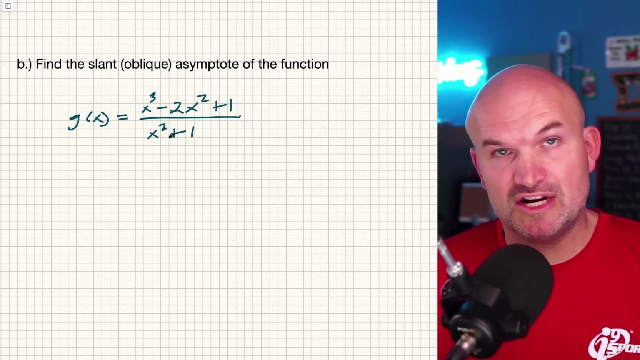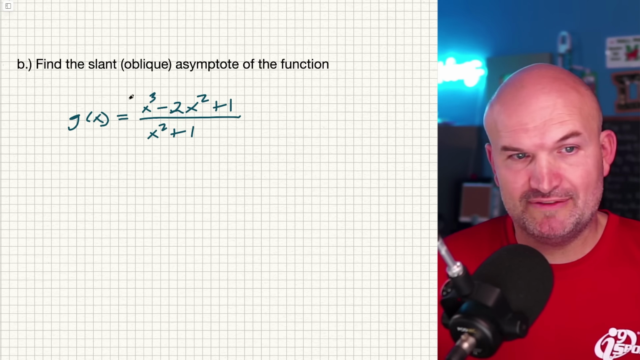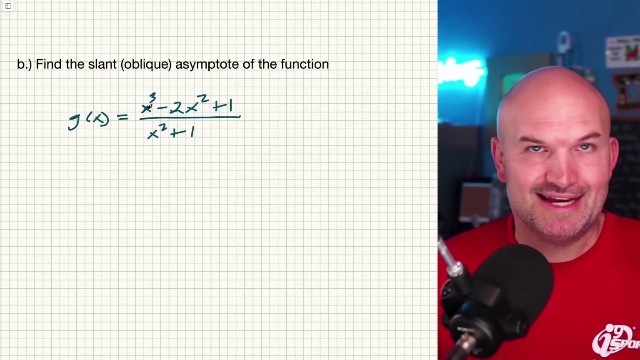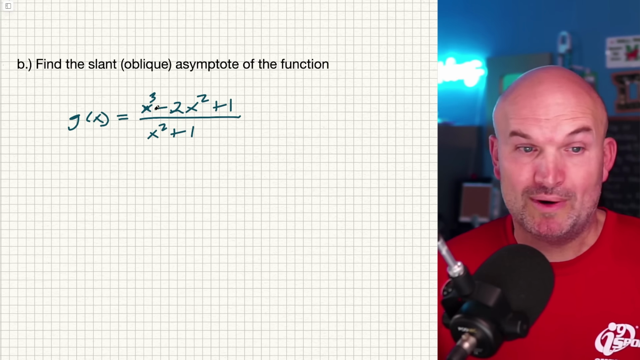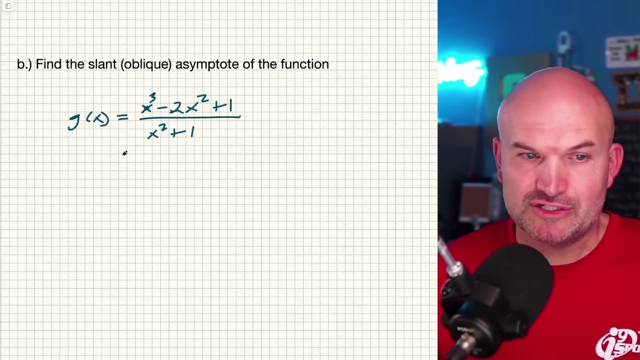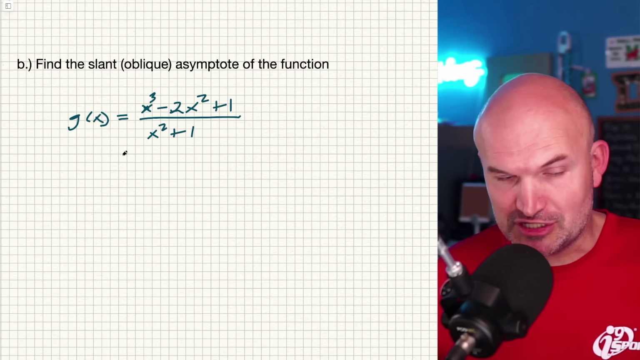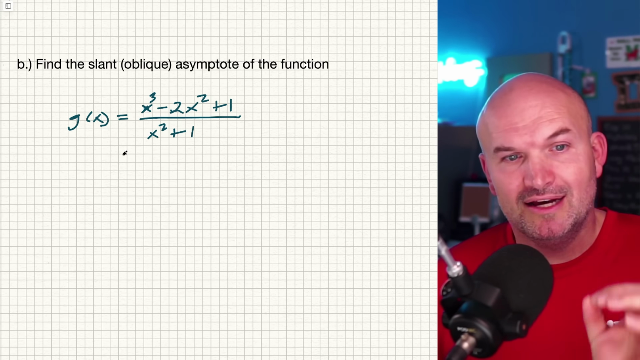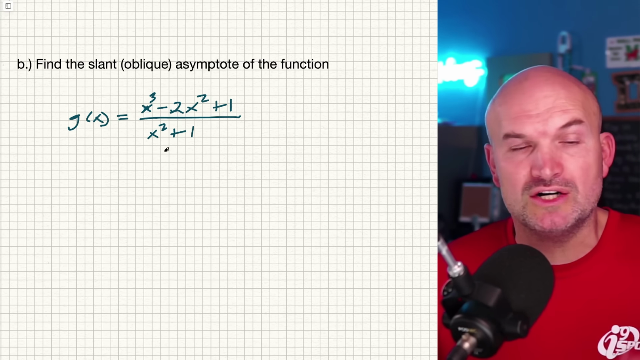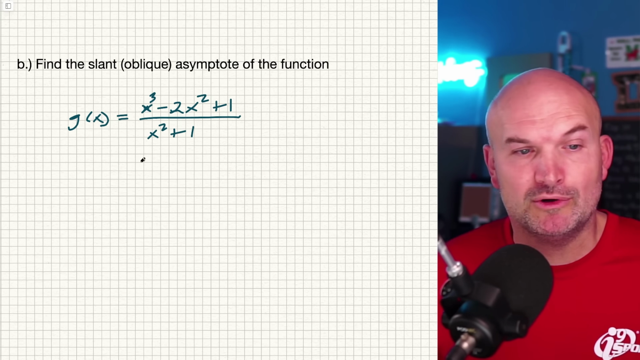I cannot factor this across real numbers though, and this looks a little difficult to factor as well. So I would probably just hedge my bet that there's probably a slant asymptote going on here. To identify the slant asymptote, all we simply need to do, ladies and gentlemen, is apply long division. The quotient of that is going to give us our equation for our slant asymptote, and we don't have to worry about the remainder.